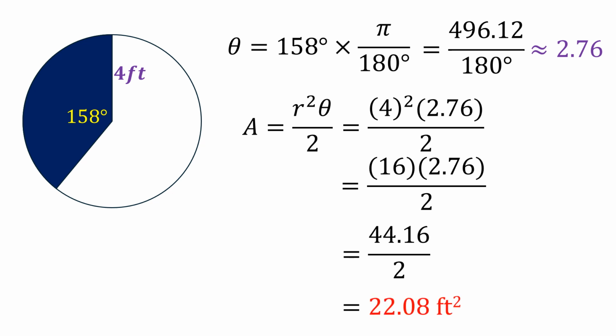Then you put the unit, which is the unit of the radius. The radius is in feet, so we put feet and then square it because it's an area. Whenever you are computing an area, you always put square on the unit. So it's square feet. That means the area of that shaded part of this circle is 22.08 square feet.